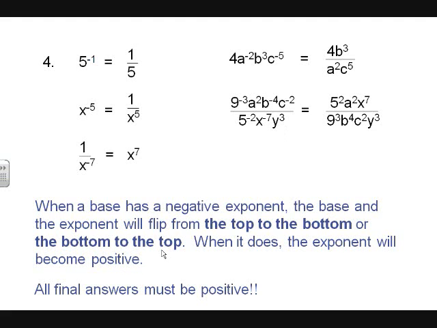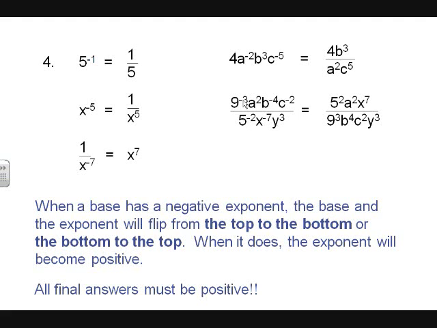So going to the rule that I've already clicked, when a base has a negative exponent, the base and the exponent will flip from the top to the bottom or the bottom to the top. When it does, the exponent will become positive. So in every single one of these, the exponent flipped to become positive. And like we said, if it was already on the bottom, then it flipped up to the top and became positive.